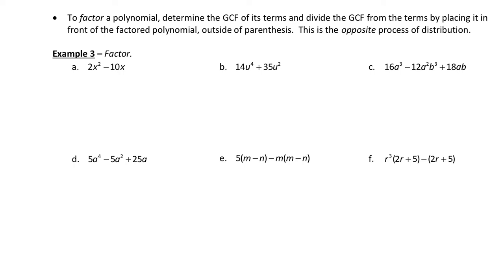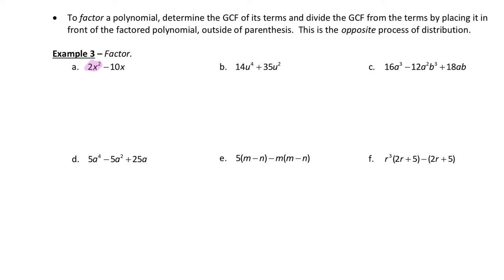So let me say that one more time because it's really important. You guys know how to do distribution. We multiply something through any terms in a parenthesis. We're now going to undo distribution. Let's look at the first example, and I think that will help you understand a little bit.